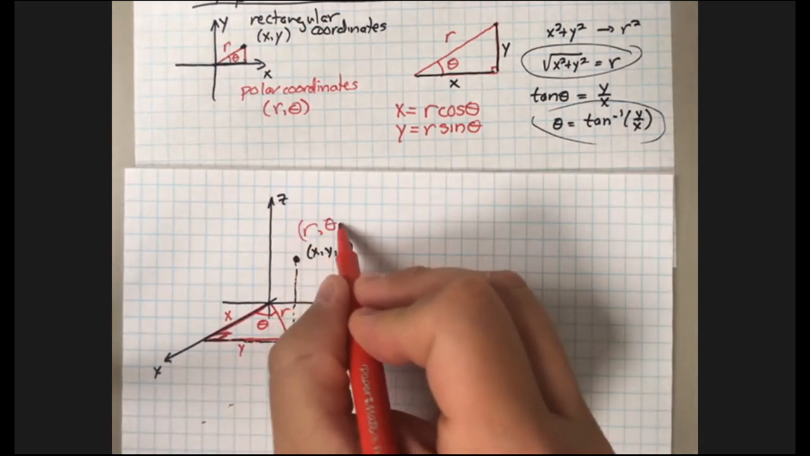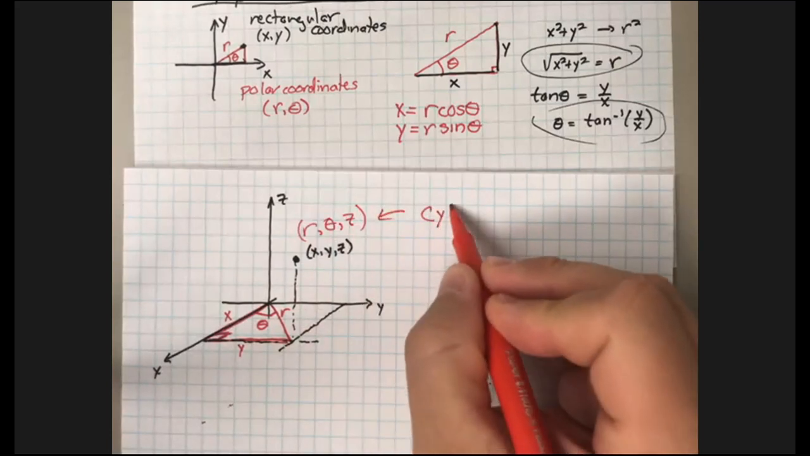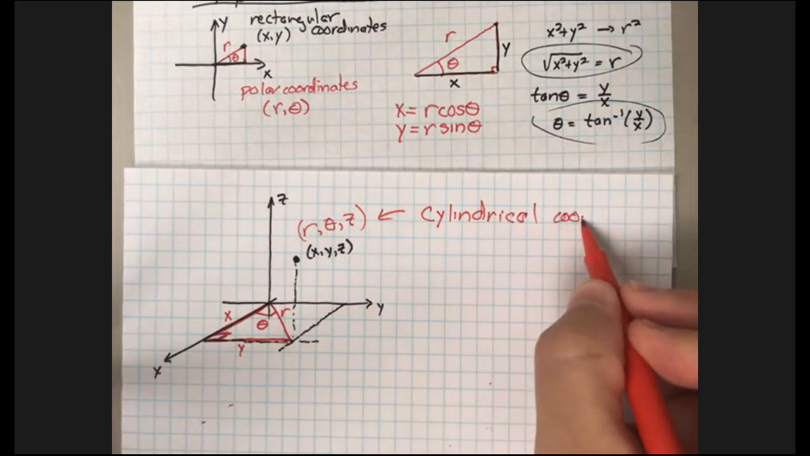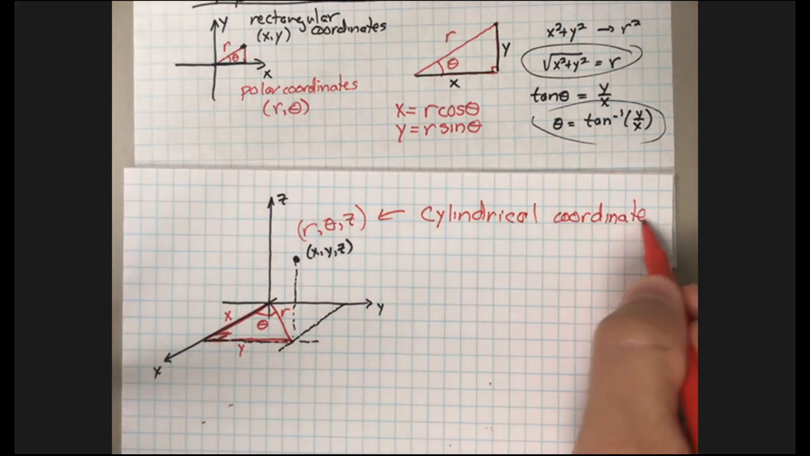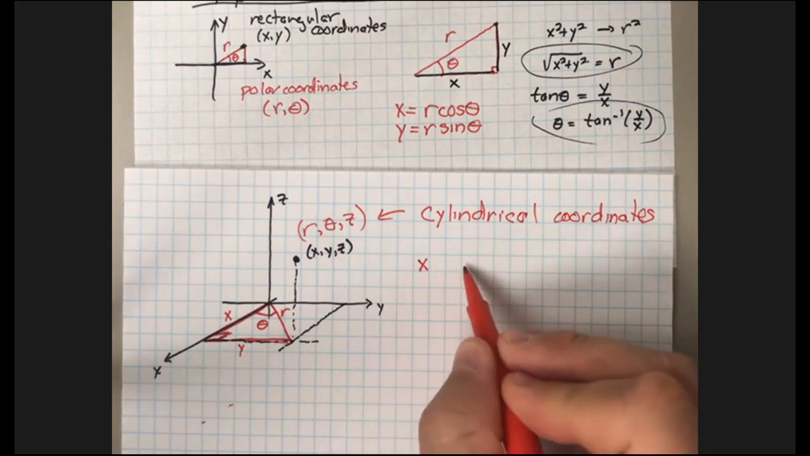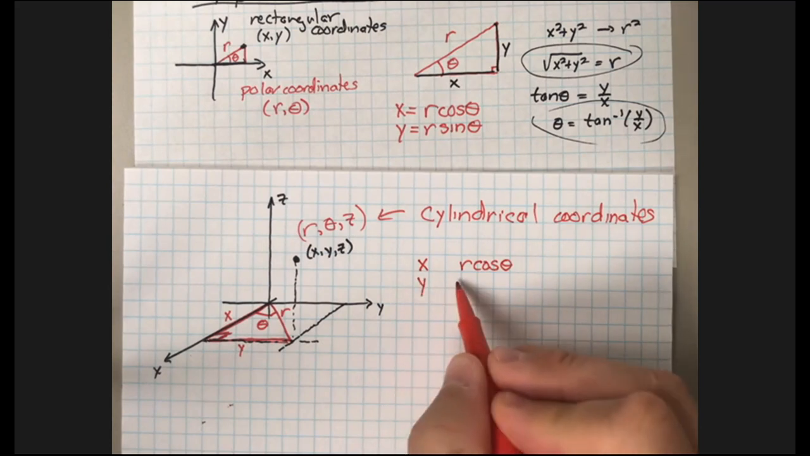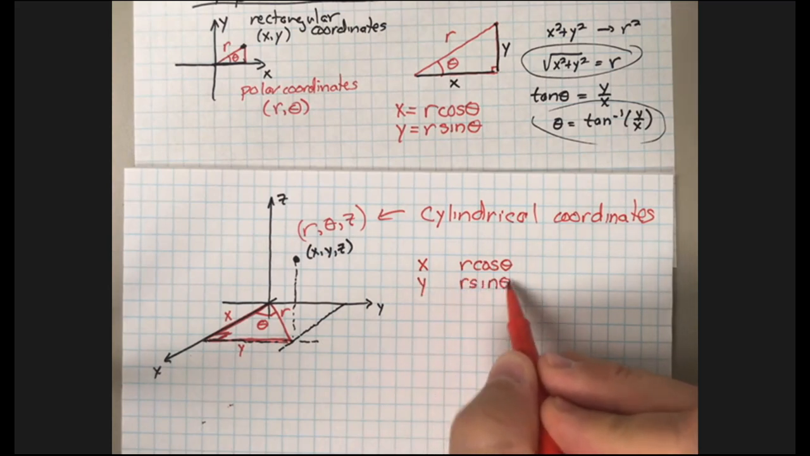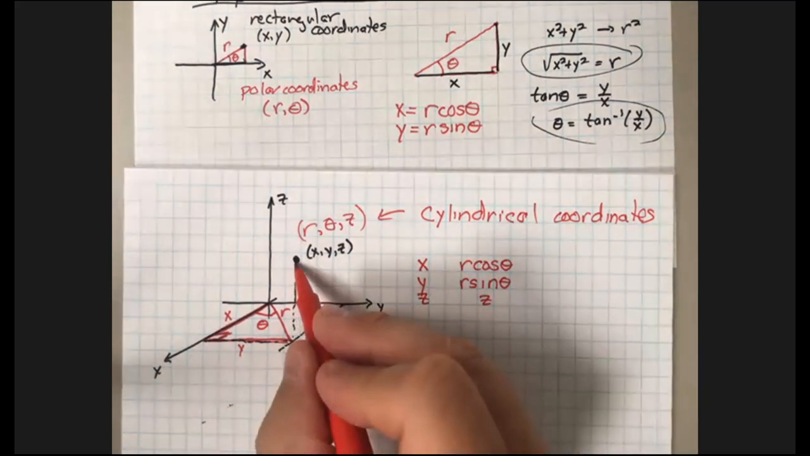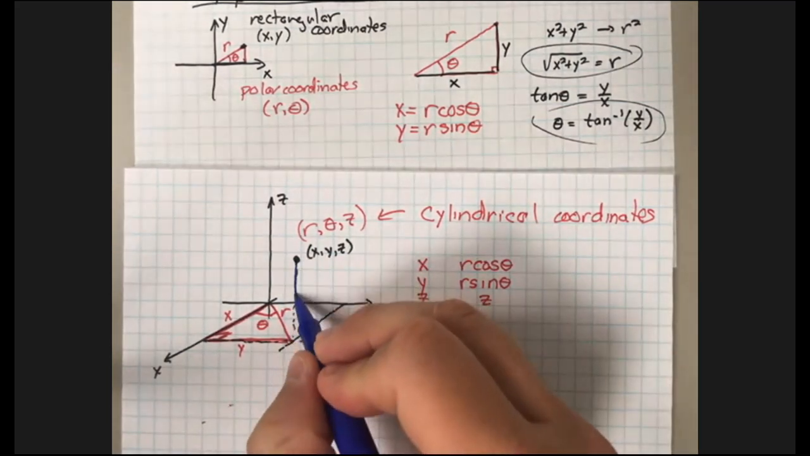And if I specify the name of that point by R, theta, and Z, those are called cylindrical coordinates. In cylindrical coordinates, I replace X with R cosine theta. I replace Y with R sine theta. And I can convert Z. I use the same Z as I used before. Z just stands for the number of floors I rode up in this elevator.